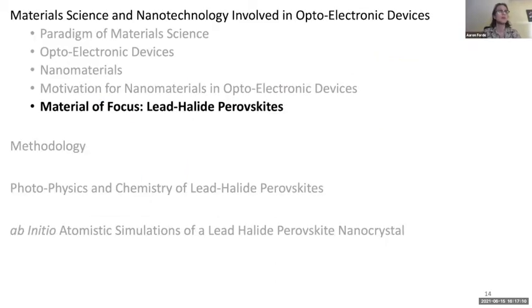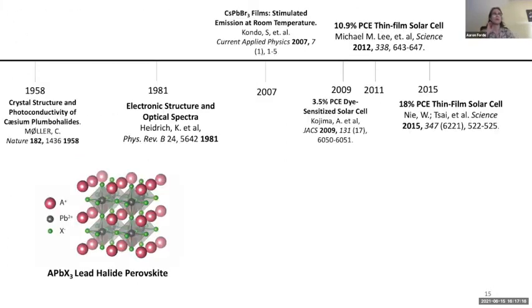And briefly, I'll describe the material focus for this presentation. Lead-halide perovskites were initially discovered in 1958, and they're composed of three chemical species. Lead, which are these gray atoms, is coordinated octahedrally to halides, these X positions. By themselves, the lattice is fairly unstable, so these A plus cations fill the voids in between these octahedra.